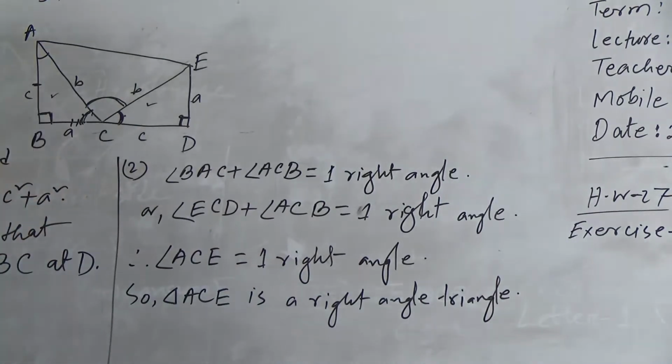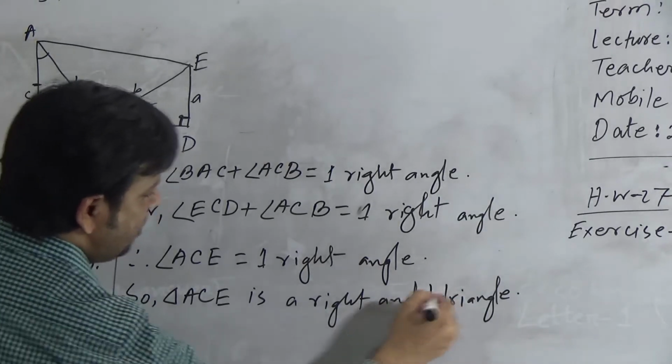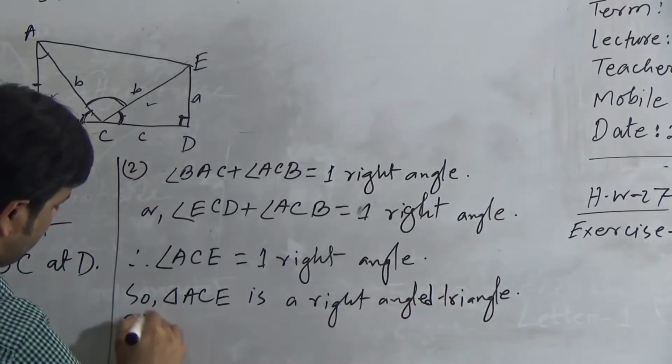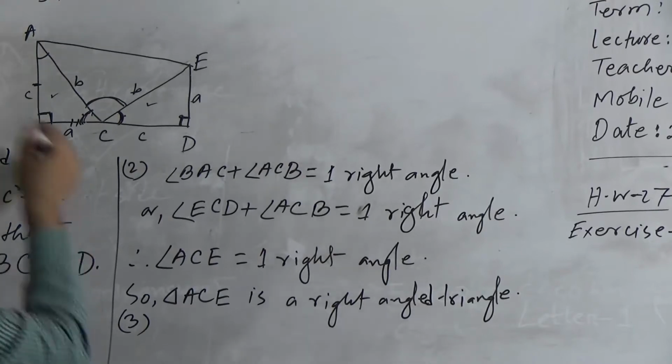Okay, dear students, now I will go to step 3. Right angled triangle. In step 3 I will prove ABDE is a trapezium. Okay, dear students, how can we prove that?